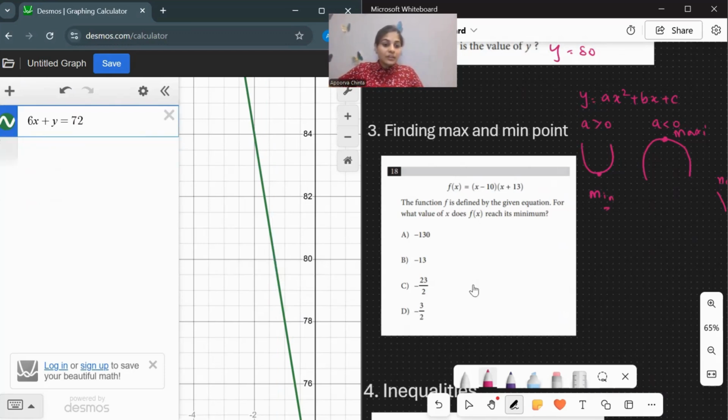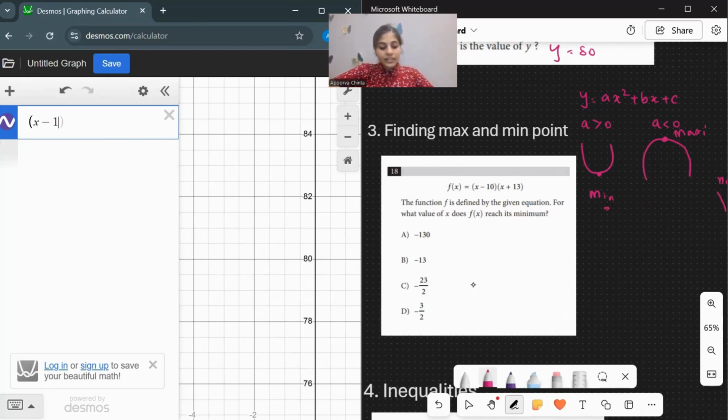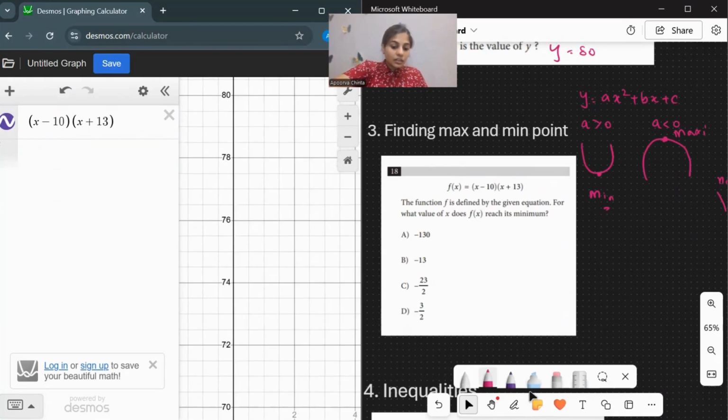But what is that value? Let's find it out using Desmos. I can plug in x minus 10 multiplied by x plus 13 in Desmos, and I see a curve. Where is the curve?